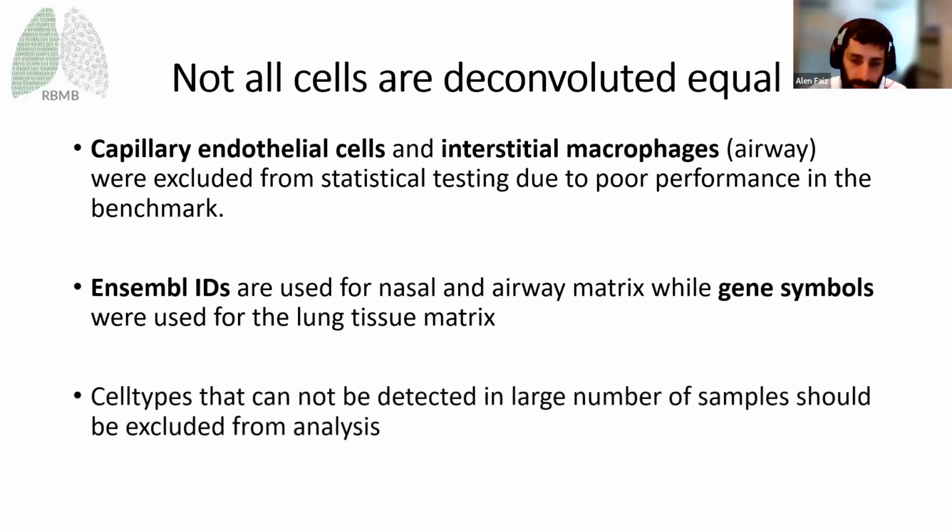Cell types that cannot be detected in a large number of samples should most likely be excluded from the analysis. For example, if you're looking at 100 patients and you find 95 of them have 0 of a particular cell type, and only 5 have that cell type, it's best not to do any statistics because you will get inflated p-values. So please make sure that the cell types that you're looking at don't have too many zeros in them.